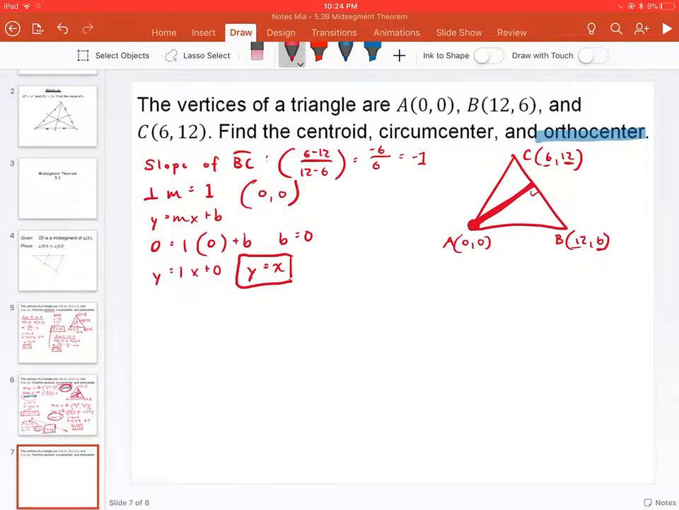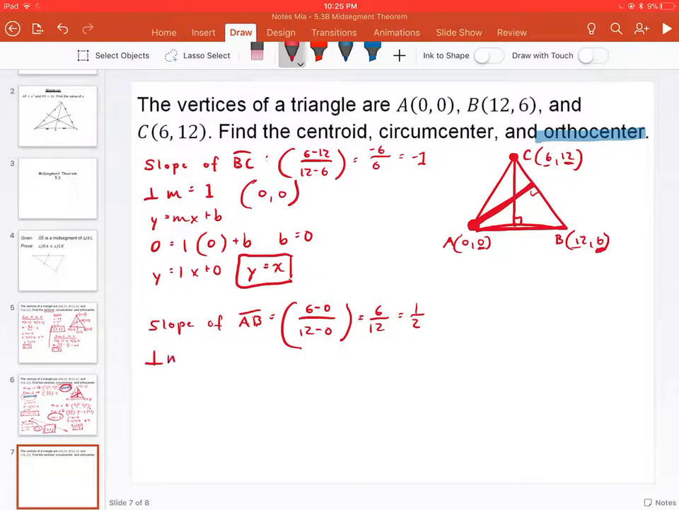Now we have to do the same thing for another side. So this time I am going to go from C perpendicular to AB. So if we know we're coming from 6, 12 and we have to be perpendicular to AB, we need to find the slope of AB first. The slope of AB, we'll use our formula. We will get y2 minus y1, 6 minus 0 over 12 minus 0, which should give us 6 over 12, which is 1/2. Now we said we need the perpendicular slope of that, which should be negative 2.